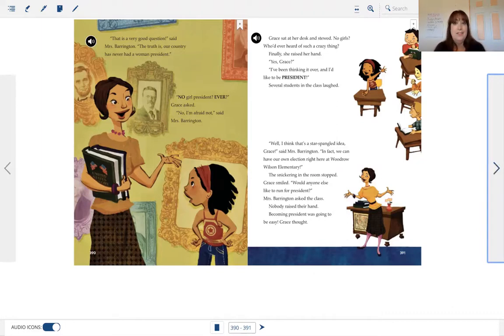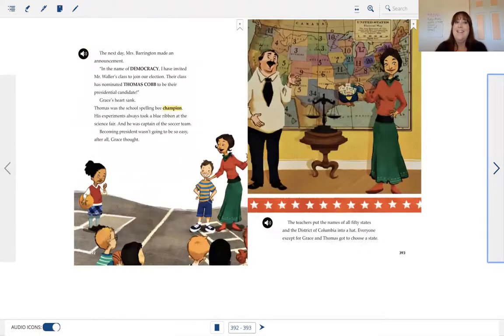What do you think? The next day, Mrs. Barrington made an announcement. In the name of democracy, I've invited Mr. Waller's class to join our election. Their class has nominated Thomas Cobb to be their presidential candidate. Grace's heart sank. Thomas was the school spelling bee champion. His experiments always took a blue ribbon at the science fair, and he was the captain of the soccer team. Becoming president wasn't going to be so easy after all, Grace thought.